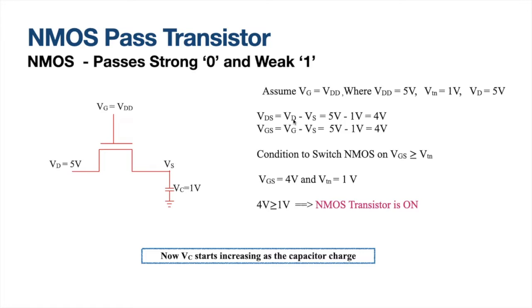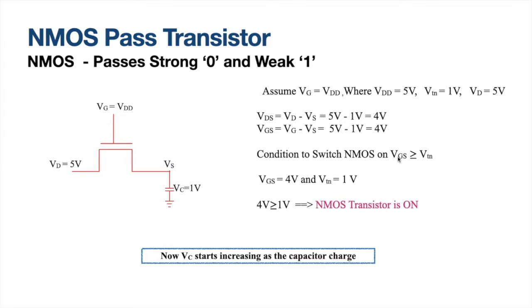What is VD? It is the same 5 volt minus VS. VS was initially 0 volts. Right now it is 1 volt. So 5 volt minus 1 volt equal to 4. Again we have to calculate VGS. VG minus VS, that is voltage at gate minus voltage at source. Voltage at gate is again going to be the same 5 volt minus voltage at source has changed. It is 1 volt. So 5 minus 1 equal to 4 volts.